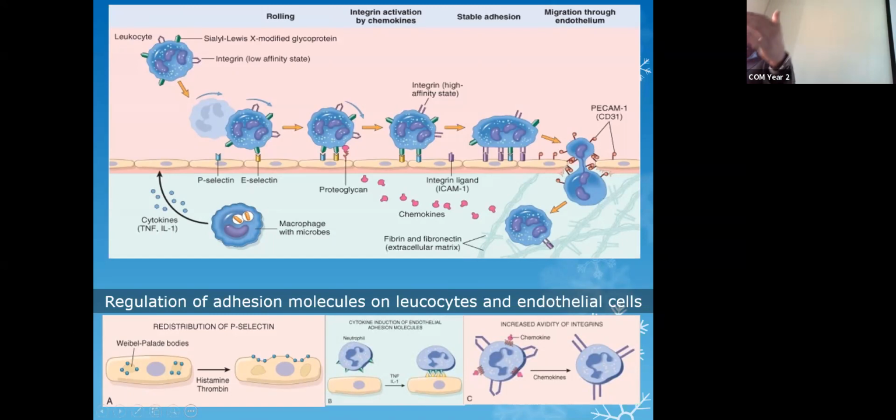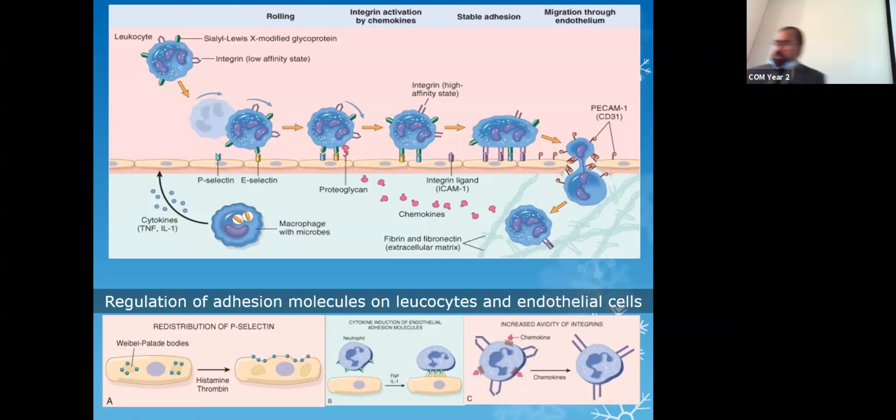What happens as the cell comes down? The sialyl Lewis X modified glycoprotein attaches with P-selectin and E-selectin, right? This E-selectin and P-selectin does not adhere strongly. So they allow this neutrophil to roll upon the endothelium. They help in the rolling of the neutrophils on the endothelial cells.